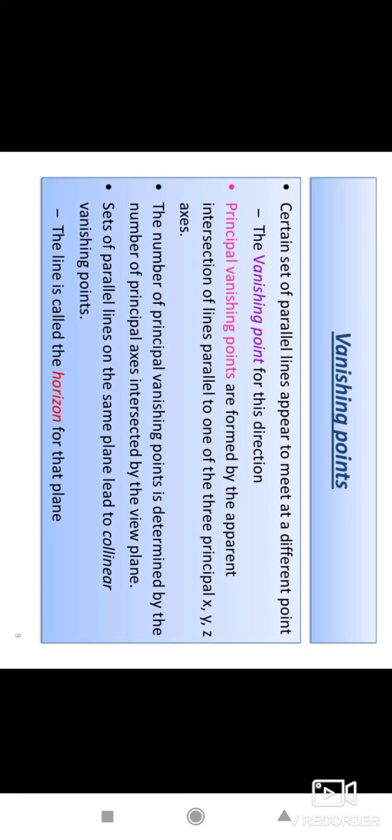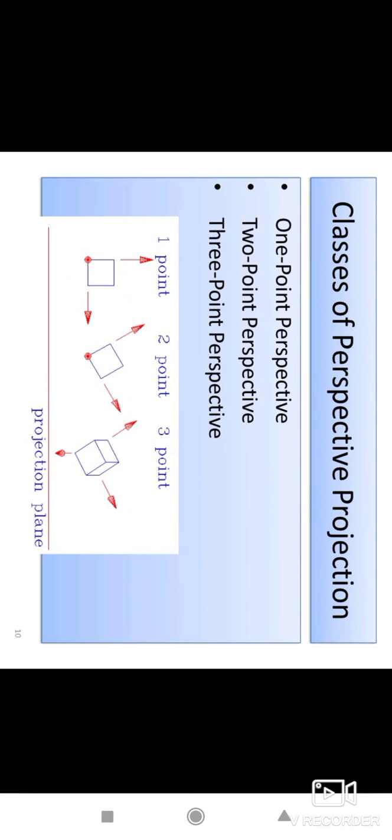Okay, so here I repeat, the vanishing points are a certain set of parallel lines that appear to meet at a different point, that is known as the vanishing point. Okay, so here 1 point, 2 point and 3 point. These 3 parallel lines. Okay.